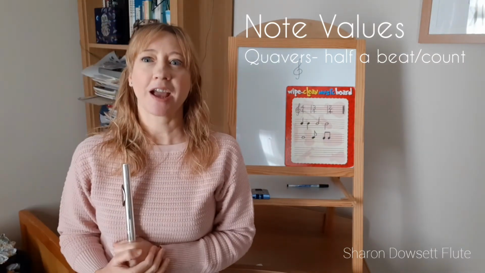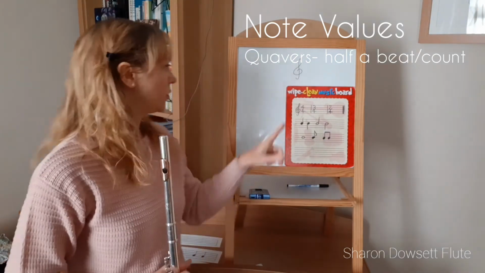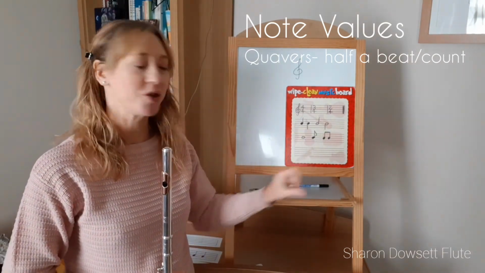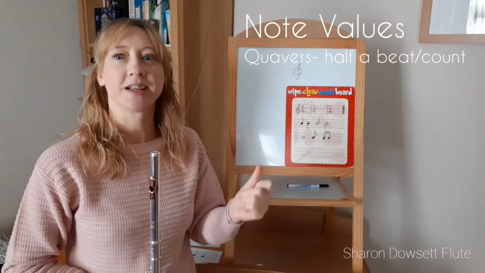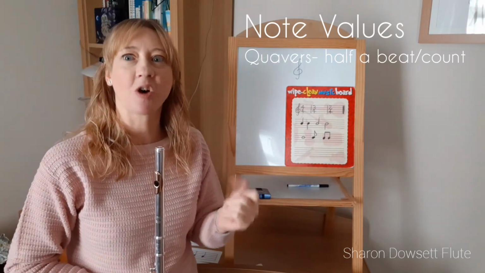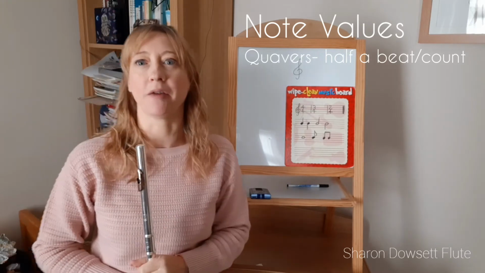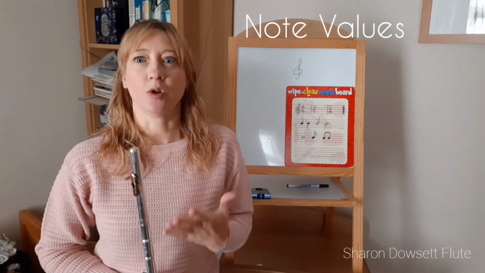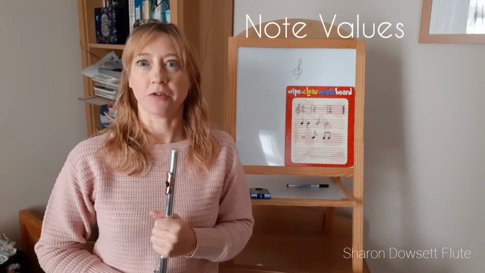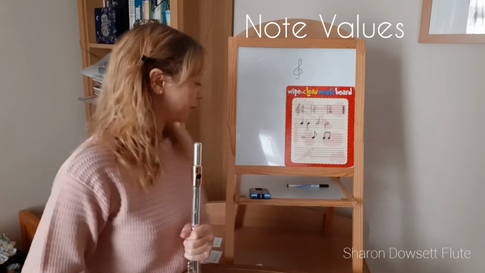Some people like to count the 1 count note, the crotchet, as tea, and 2 quavers as coffee. Tea, tea, coffee, tea, coffee, coffee. That might be another way of helping you when you're counting your music, working out how fast each of these note values should go.